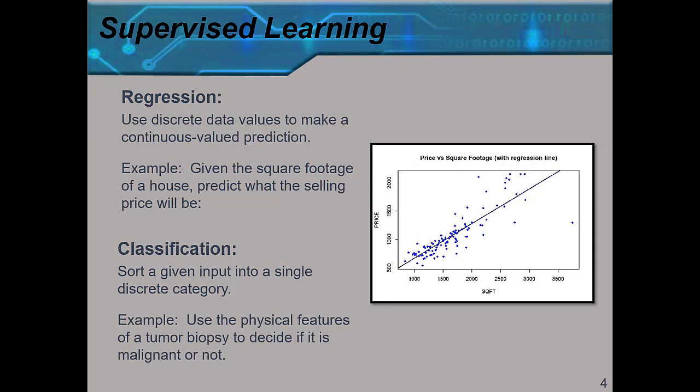The second main use for labeled data is classification. This is an extremely important area of machine learning because this is where you're able to sort items into categories.